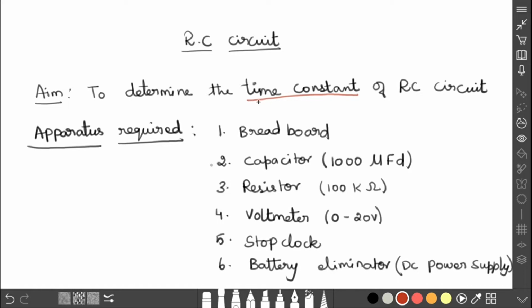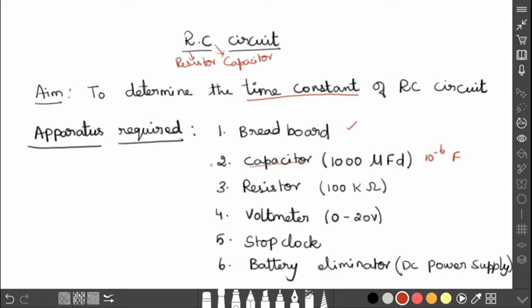First one is breadboard and then capacitor, R and C. R is resistor and C is capacitor. So resistor and capacitor we are going to use for this experiment. The first apparatus is breadboard and the second one is capacitor. Its value is 1000 microfarad. Micro is 10 power minus 6 farad. And then resistor, 100 kilo ohm.